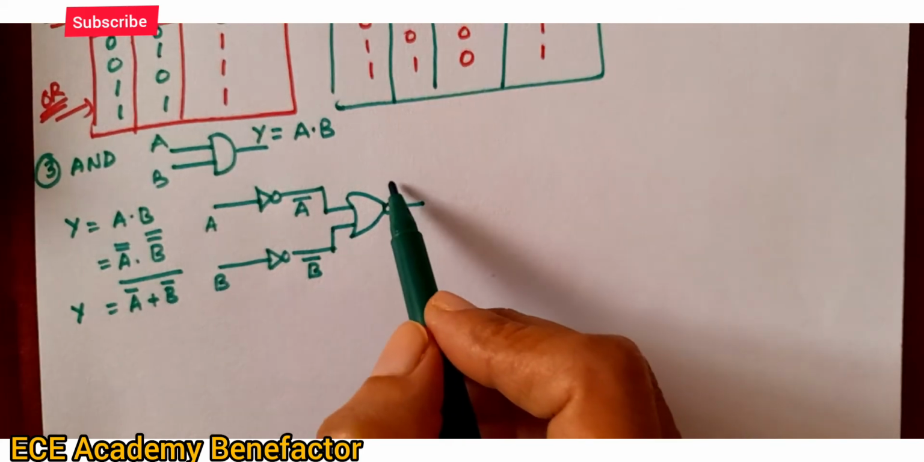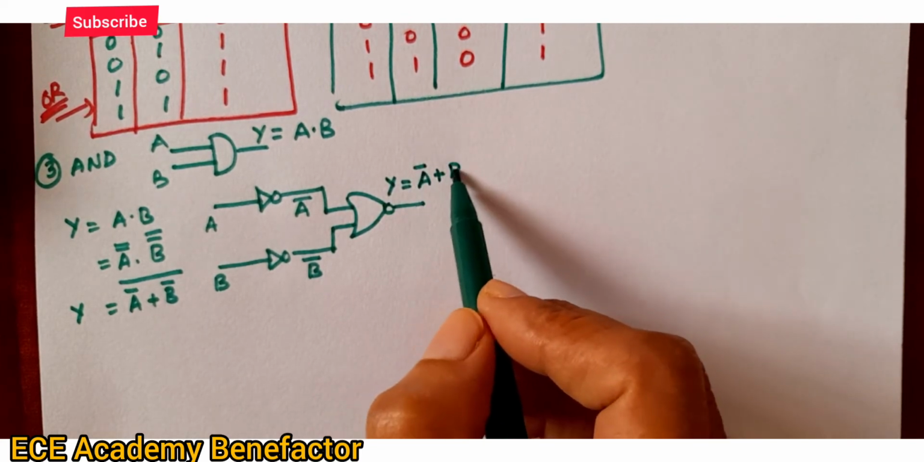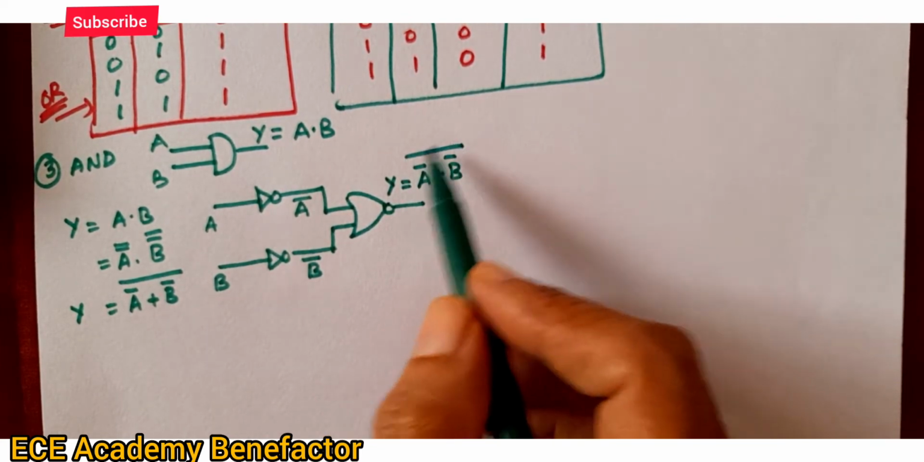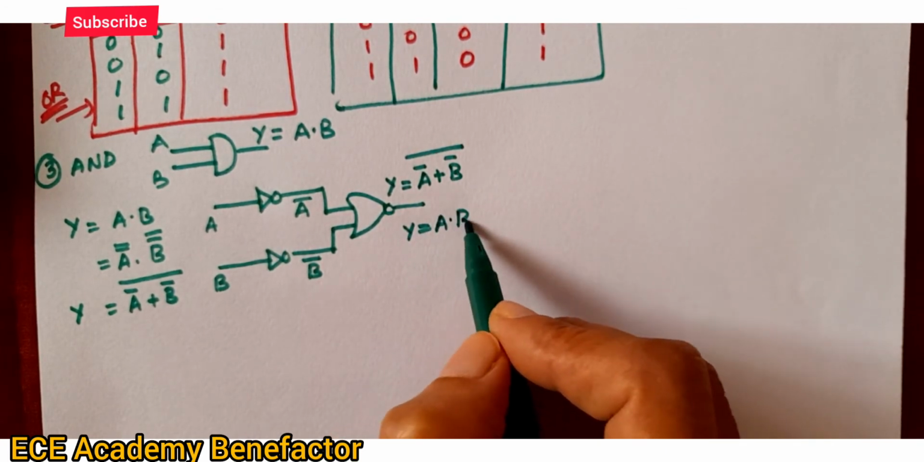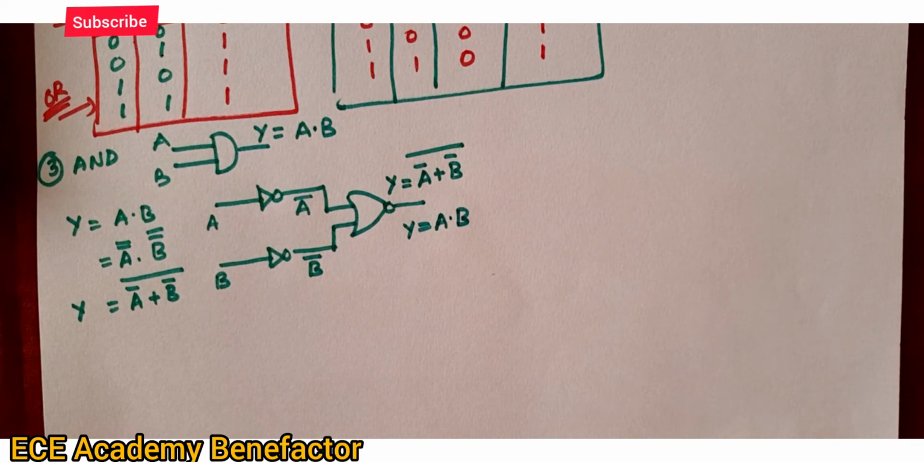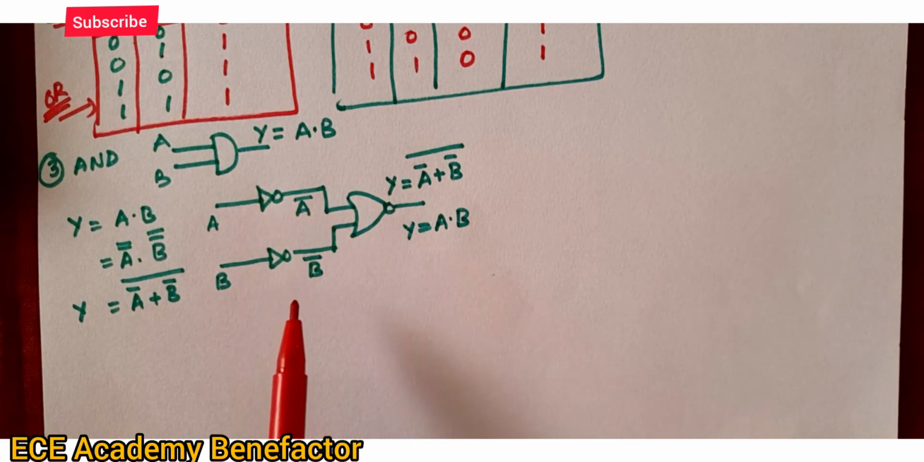So what is the expression you are going to get here? Y is equal to A bar plus B bar the whole bar. What is this equal to? It will be equal to A dot B, which is the expression of an AND gate. So what can we do now? We have to replace this NOT gate by a NOR gate.